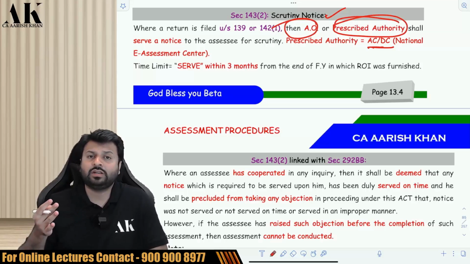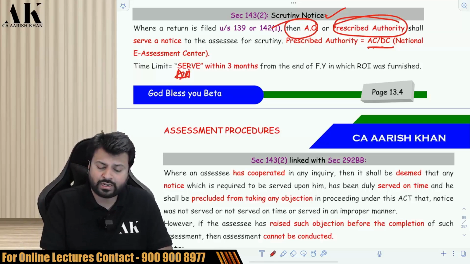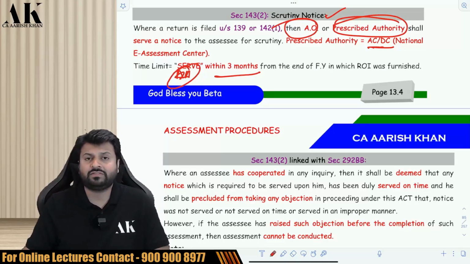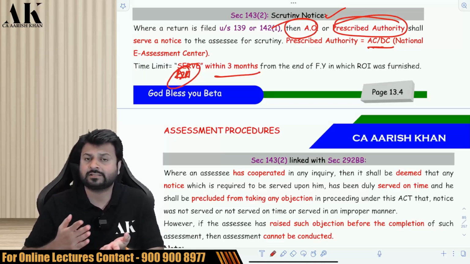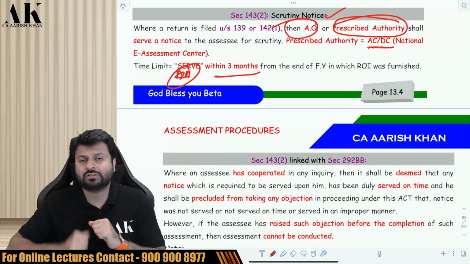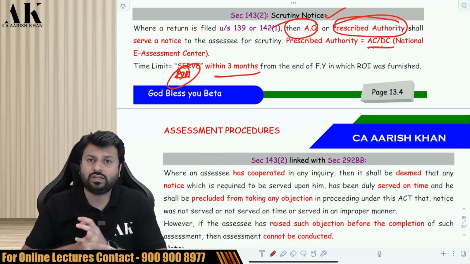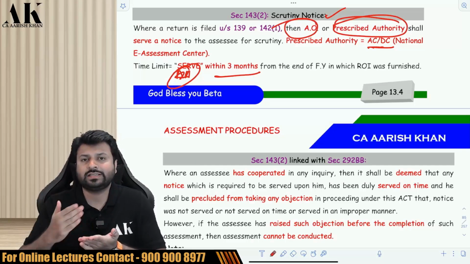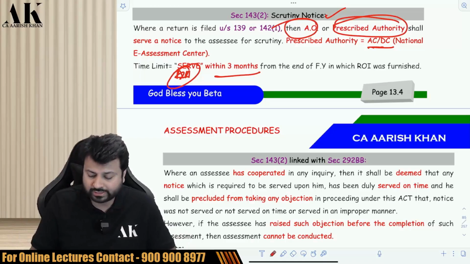By when will they send you a notice? The time limit is very, very important. It is within 3 months from the end of the financial year in which the return of income was furnished. So the notice has to be sent within 3 months from the end of the financial year in which the return was furnished. So if the return was furnished in 23-24, the notice has to be served. It means the assessee should receive the notice.